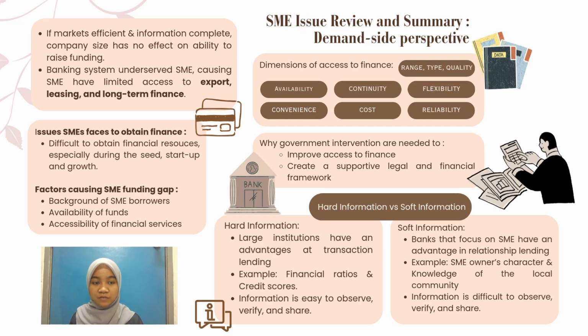First is hard information, for example financial ratios and credit scores. Large institutions have an advantage at transaction lending, and this information is easy to observe, verify, and share. For soft information, examples are the SME owner's character and knowledge of the local community. Banks that focus on SMEs have an advantage in relationship lending, and this information is difficult to observe, verify, and share.